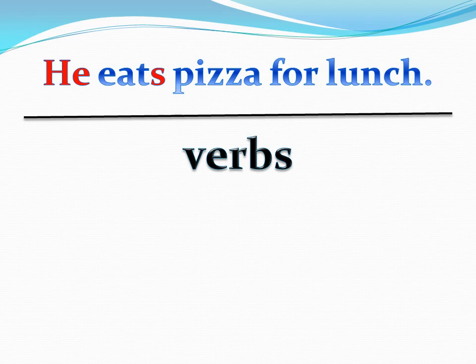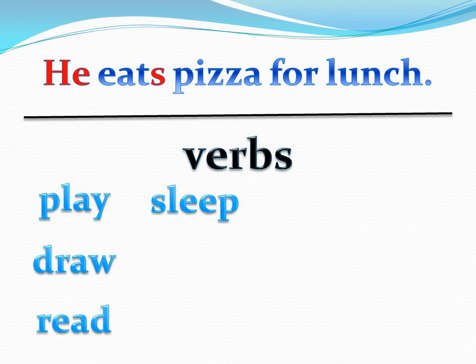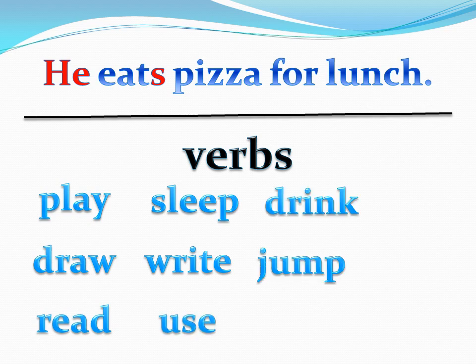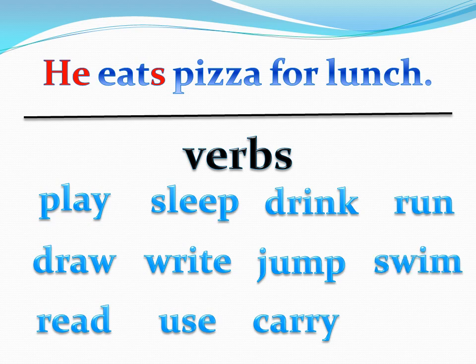Verbs are actions that we do. Like what? Play, this is a verb. Draw, read, sleep, write, use, drink, jump, carry, run, swim, and wash. Of course, there are a lot of verbs in English, those are just examples. So, what is the verb? The verb is the thing or the action that you do. And when you add s or es or ies in the sentence, you add them to the verb, the thing that you do.